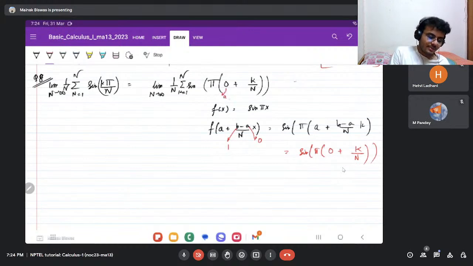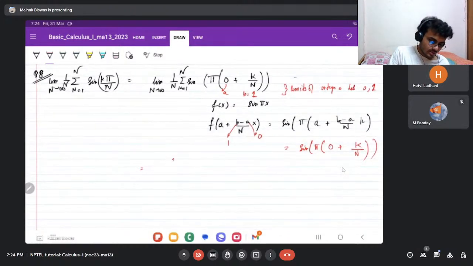So this is your a, b is equal to 1, and your limits of integral are between 0 and 1. So this becomes an integral from 0 to 1 of sine of pi x dx, right?